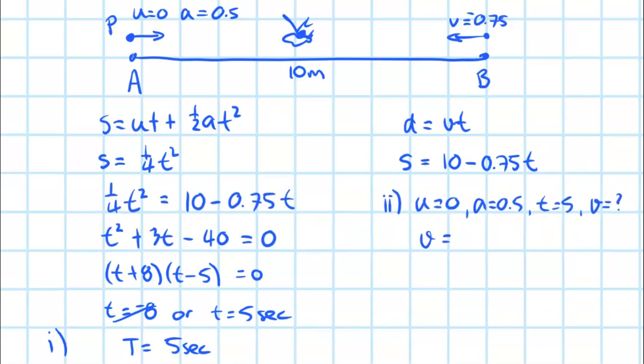What do we use? v = u + at. And that's 0 plus 0.5 times 5, and that ends up being 2.5 meters per second. I think we're finished.